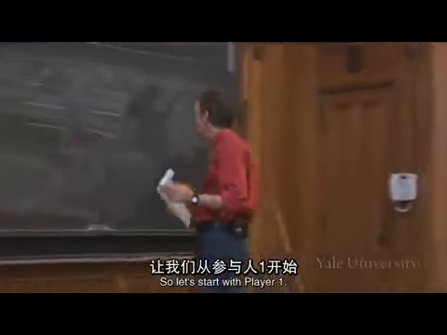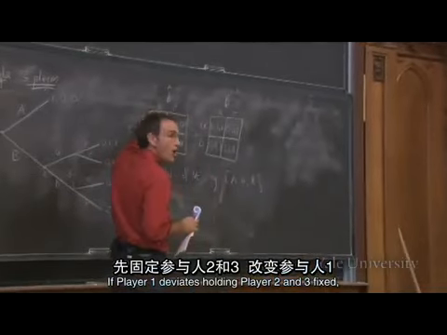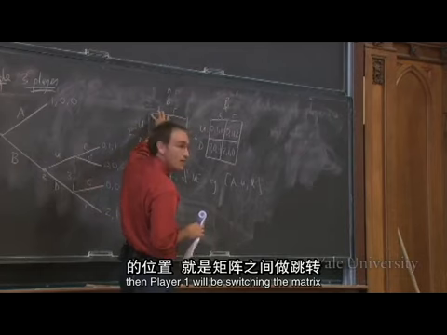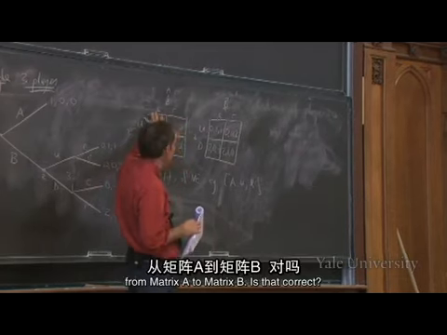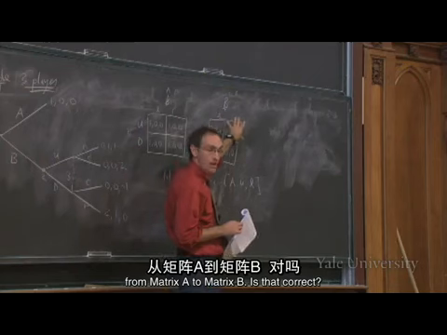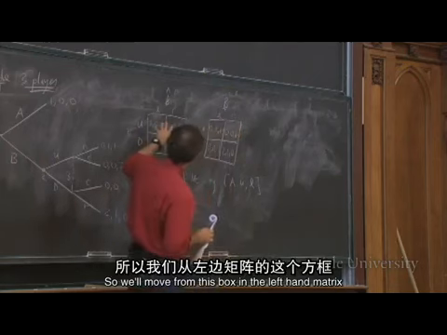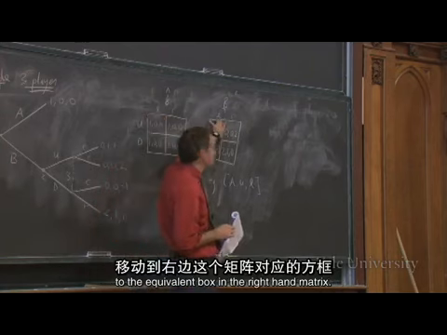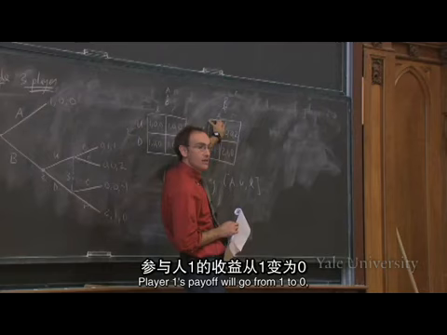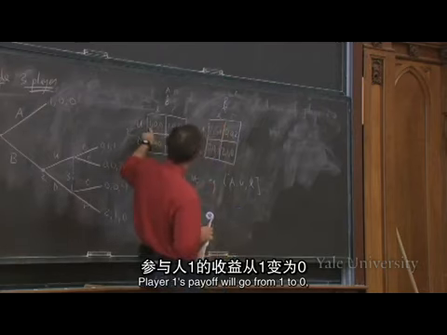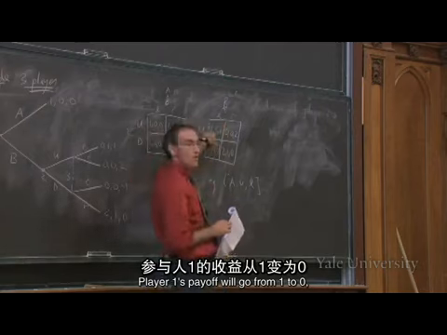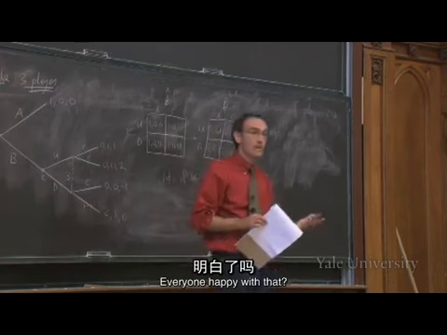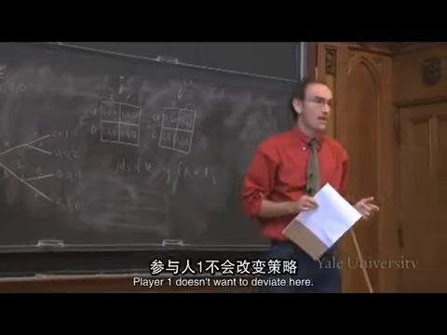So let's start with player 1. If player 1 deviates, holding player 2 and 3 fixed, then player 1 will be switching the matrix from matrix A to matrix B. Is that correct? All right, so we'll move from this box in the left-hand matrix to the equivalent box in the right-hand matrix. All right? And player 1's payoff will go from 1 to 0. So player 1 doesn't want to deviate. Everyone happy with that?